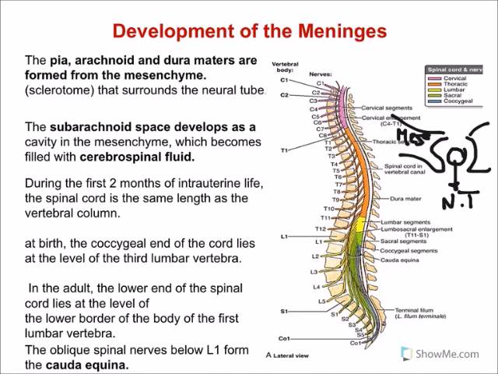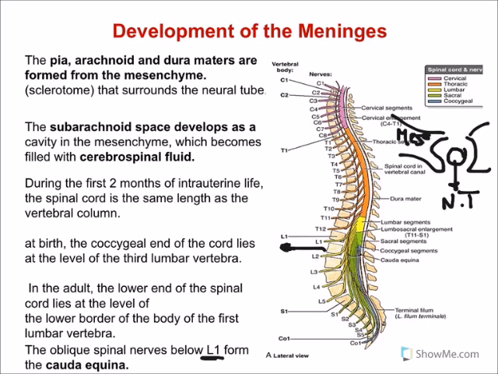But in the adult, the lower end of the spinal cord lies at the disc between lumbar 1 and lumbar 2. So the lower end of the spinal cord in adulthood lies here in the disc between lumbar 1 and lumbar 2.